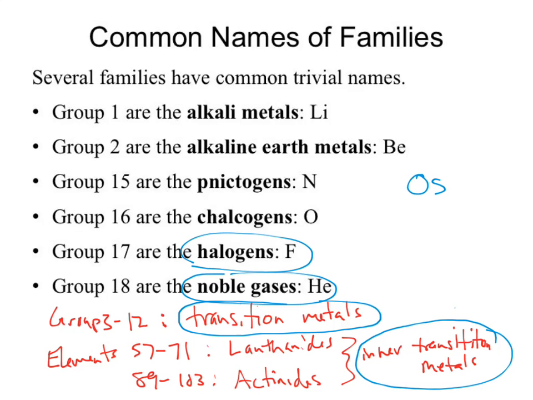So what would you do? You need to figure out where Os is on the periodic table. I just saw it. 76, which shows up in which section? That's group 8, which is in our transition metals. So your answer would be transition metals. Okay. Does that make sense as far as what kind of questions you could get with that?